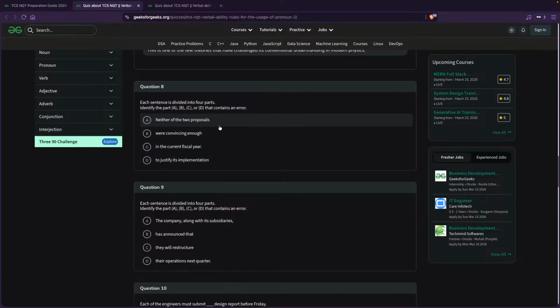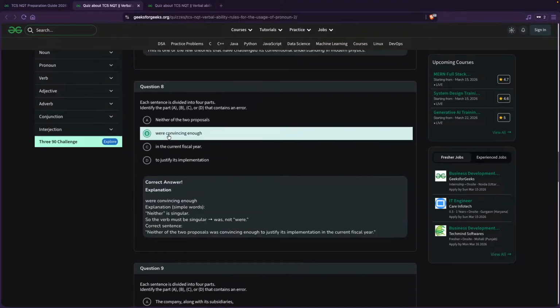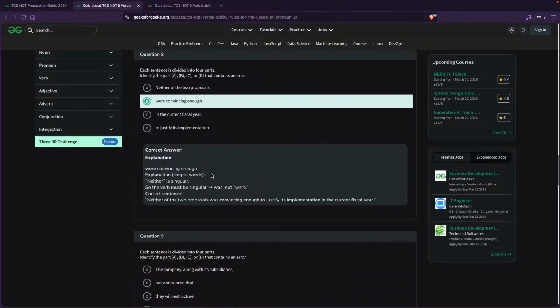Neither of the two proposals were convincing enough in the current fiscal year to justify his implementation. Neither of the two proposals was convincing enough in the current fiscal year to justify its implementation. I think we are doing the pronoun thing, pronouns with singular and plural, and this will be one convincing enough explanation.